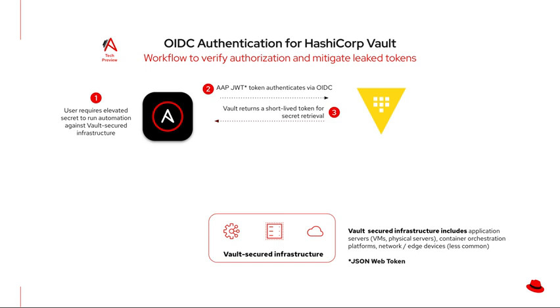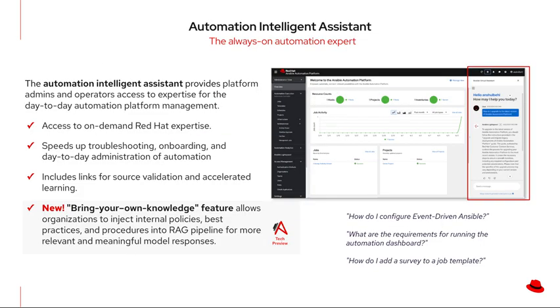Ansible Automation Platform then retrieves the elevated secret and uses it to run the automation against the target infrastructure. This means just-in-time access that exists only for the duration of the job, policy enforcement tied to specific job contexts, and cleaner audit trails showing exactly which job requested which secret. This allows Ansible Automation Platform to support enterprises pursuing zero trust architecture.